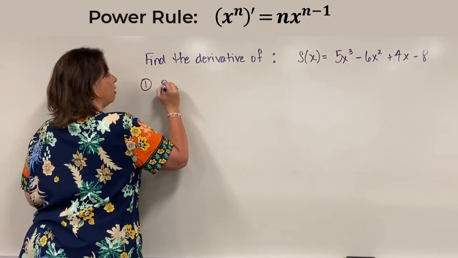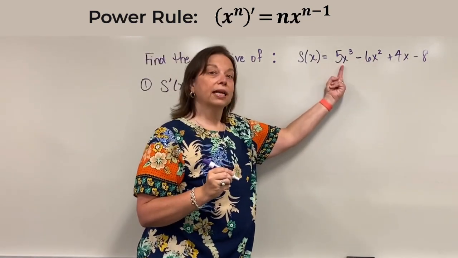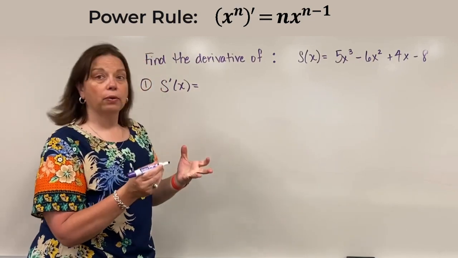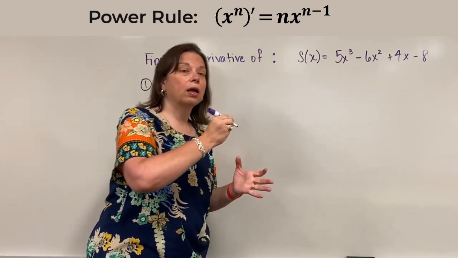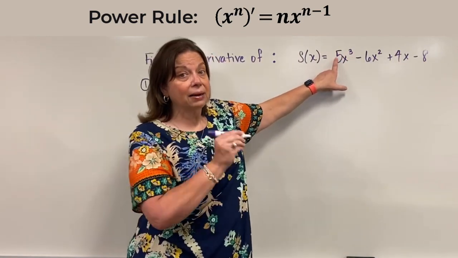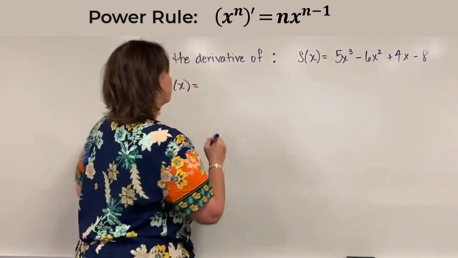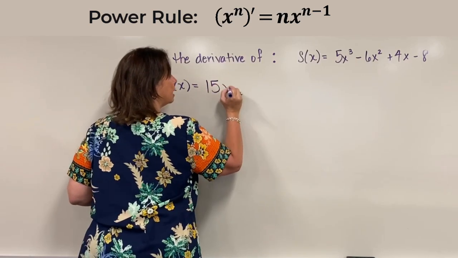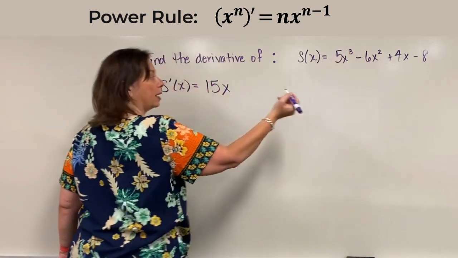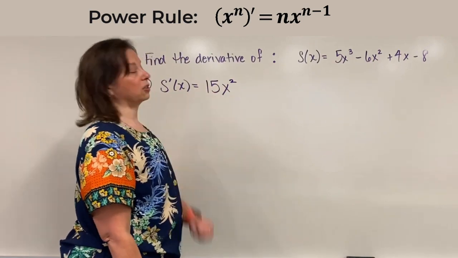I have s prime of x is equal to, again, I'm just going to go term by term. So I check out here 5x cubed. Using the power rule, I'll bring that 3 down in front, but don't forget that because I already had a 5 hanging out here, I need to multiply those together, the 3 times the 5. So when the 3 comes down in front, I end up with 15x, and then I will subtract 1 from that original power. So 3 minus 1 is 2. So the derivative of 5x cubed is 15x squared.